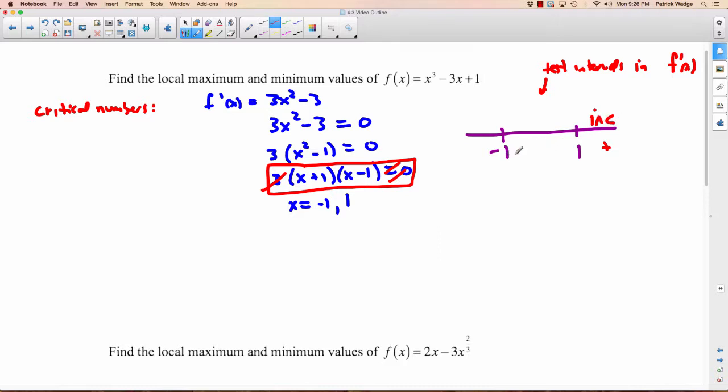Okay, let's try between negative 1 and 1. Well, come on, let's be sensible. Let's try 0. 0 plus 1, 1. 0 take away 1, negative 1. 1 times negative 1, negative 1. So this is negative. What's that mean for the function itself?